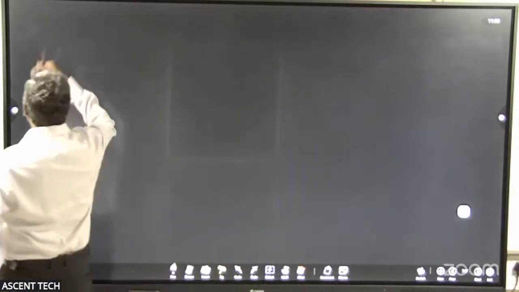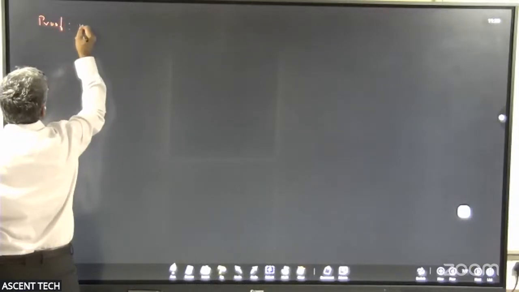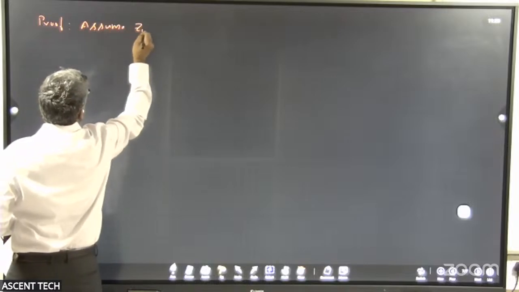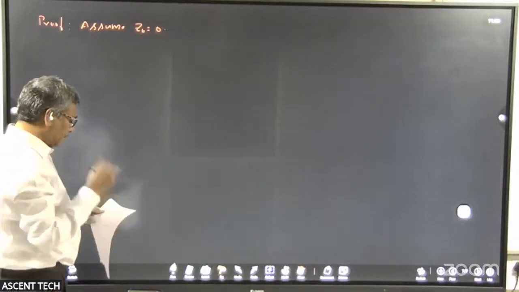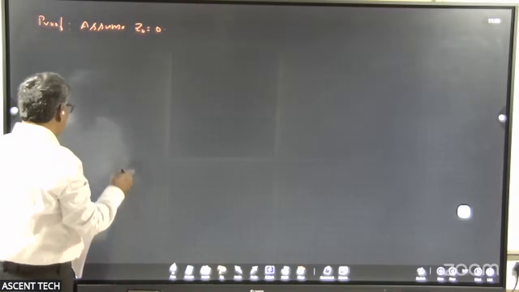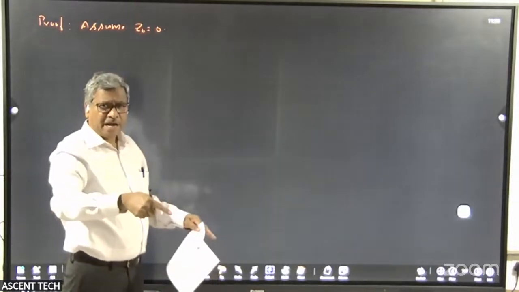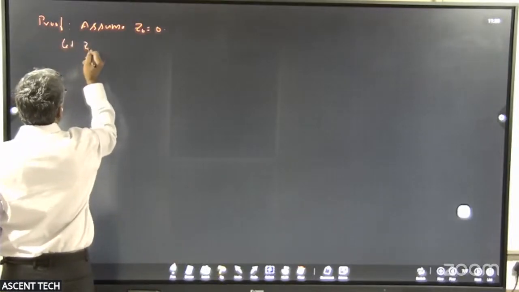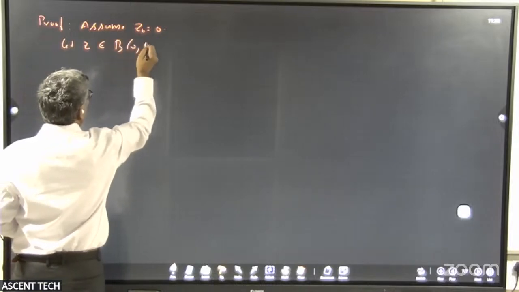So as I said, I'm going to assume z0 is 0. Whatever I prove will work out even if z0 is not 0. I want to prove the first claim, which is convergence inside the disk of radius R centered at 0. So take a z inside this ball of radius R.